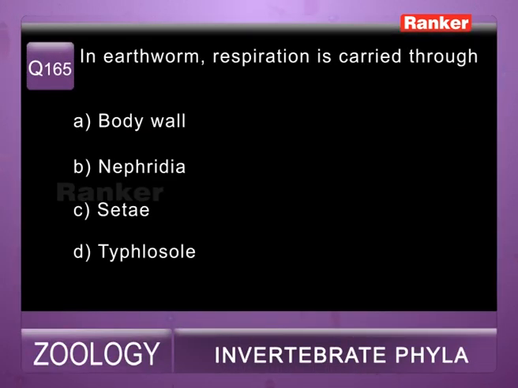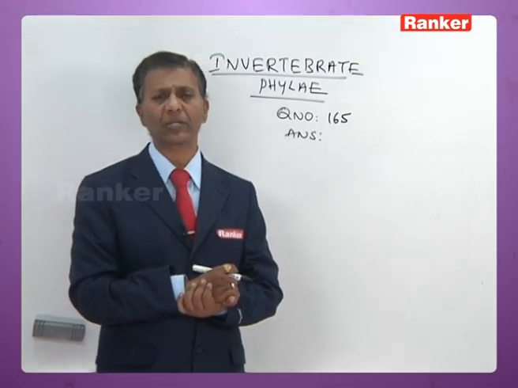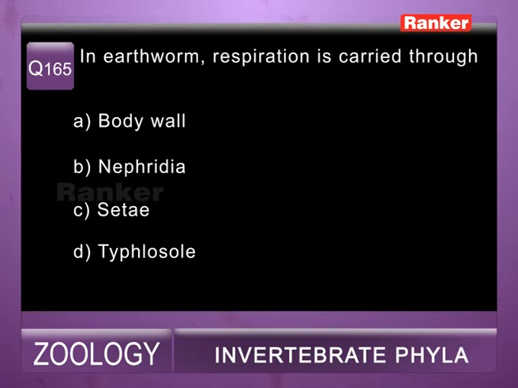165th question now: in earthworm, respiration is carried out through A, body wall, B, nephridia, C, setae, D, typhlosole. So it is the body wall, that is cuticle, that is meant for respiration. 165th question, correct answer is A, body wall.